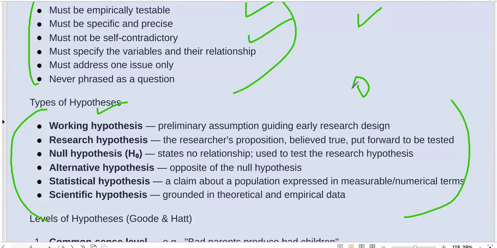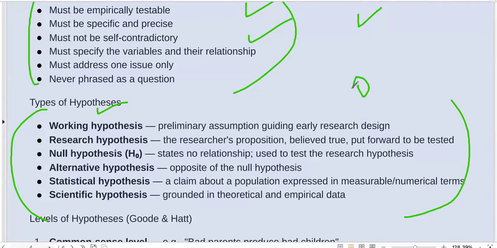Then there is a null hypothesis. Null hypothesis means one which states no relationship. For example, education and language have no relationship. If I am making this kind of statement, it is called a null hypothesis. It is used to test the research hypothesis. Then the alternative hypothesis is exactly opposite of the null hypothesis, where I am giving a relationship.